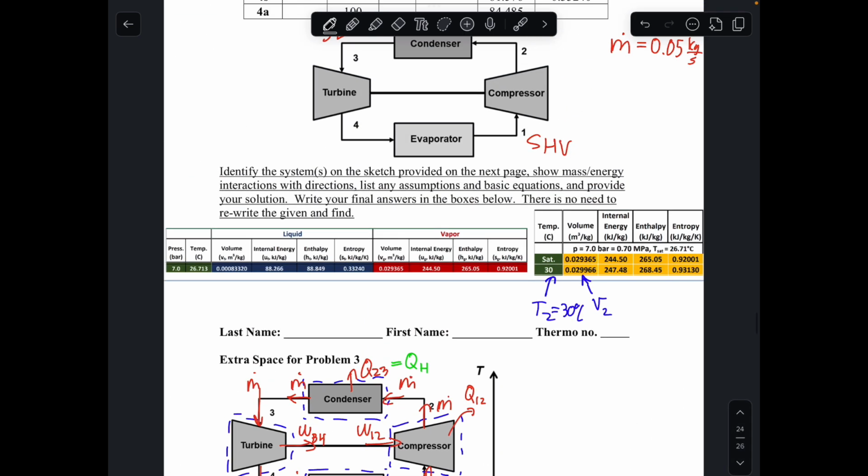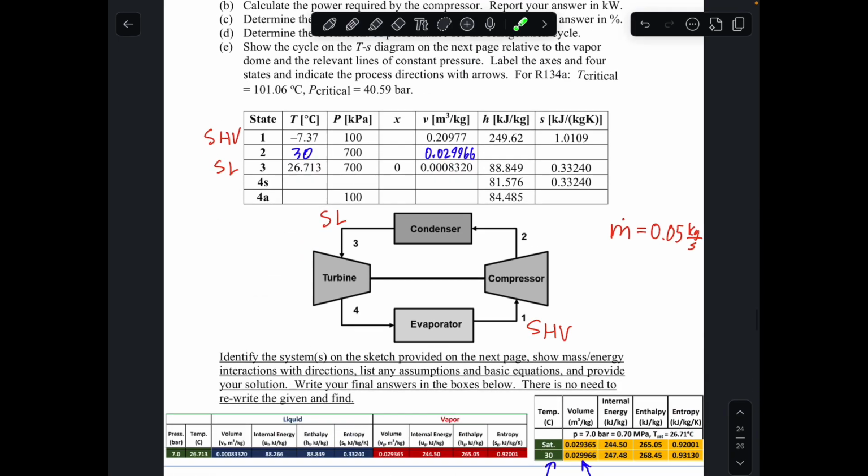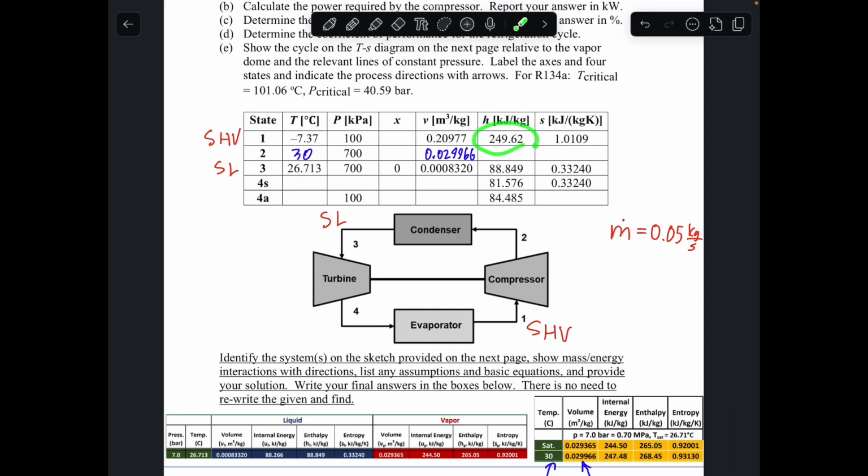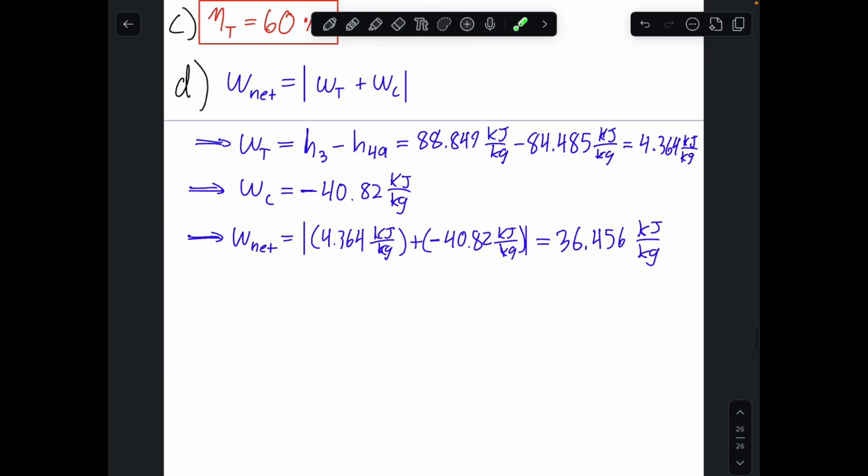And we have those values again up here in the table. H1 is 249.62 and H4A is 84.485. Again, we want to use the actual component here. We only use this 4S component for the efficiency. But when we're dealing with the actual process, we want to use the actual term.